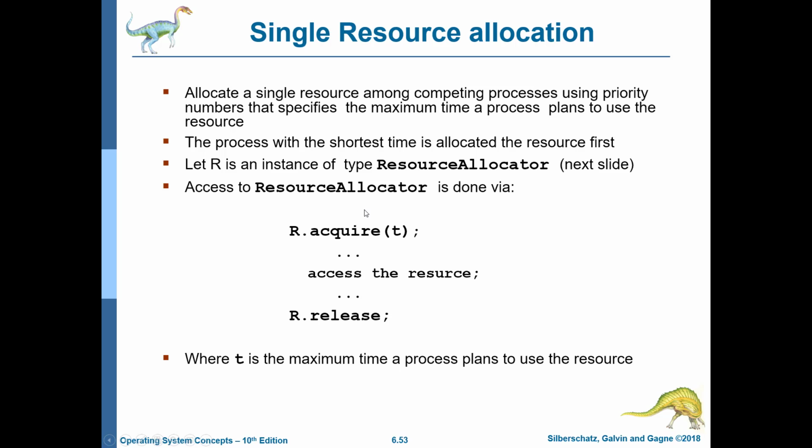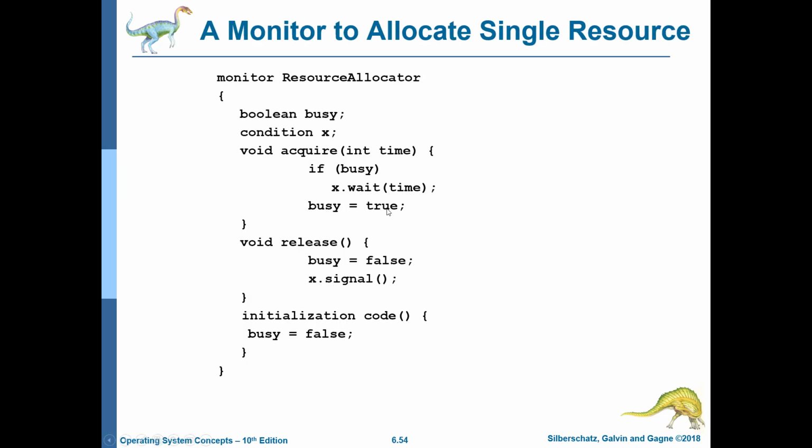Or let's say t can be the maximum time a process plans to use the resource. In that case also, maybe we can say the one with the shortest time or the one with the largest time, depending upon our priority, can be given priority. Or let's say the time can be the current time. Then in this case, the oldest request will be granted. So there are different options for what this T is, and that will provide for different scheduling policies.